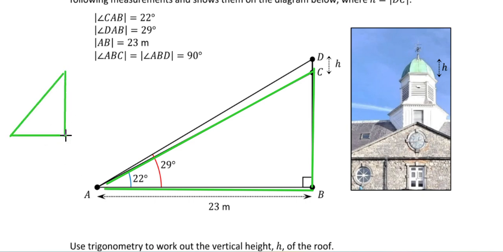And the green one is 27 degrees. It has a bottom of 23, and it has a height of B to C. Is everybody okay with that?